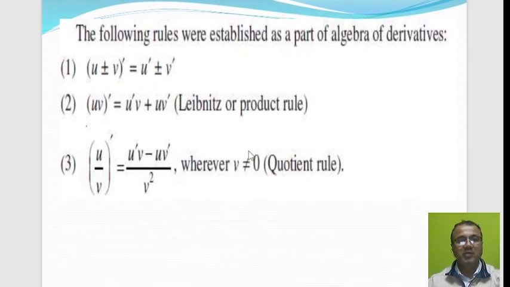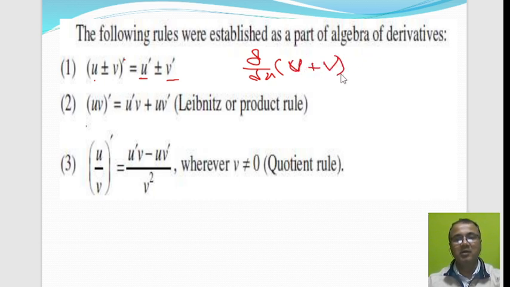Now there are some more properties satisfied by the derivative, that is u plus minus v: d/dx of u plus d/dx of v, means you can do the derivative separately. Suppose d/dx of u plus v must be equal to d/dx of u plus d/dx of v only. So you can do this derivative separately.